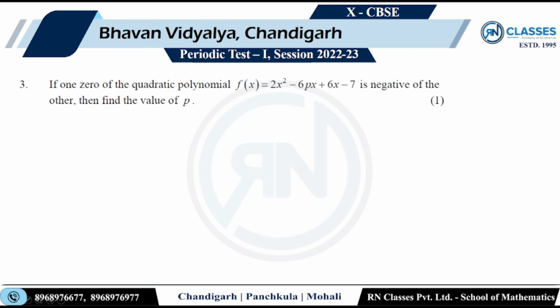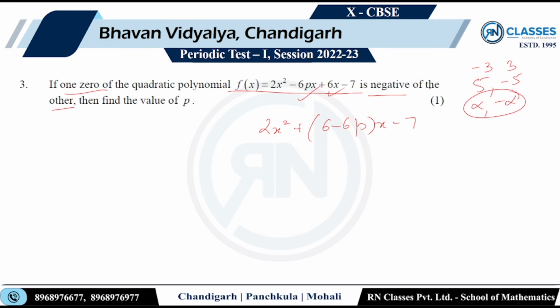Now he says if one zero of the quadratic polynomial. So this is my quadratic polynomial. First of all, let me write it in a better way. Collect the like terms. So 2x square plus 6 minus 6p into x minus 7. Now he says if one zero is the negative of the other. So if one zero is 5, the other zero is minus 5. If one zero is minus 3, the other zero is 3. If one zero is alpha, the other zero is minus alpha. Right? So this he says. Then find the value of p.